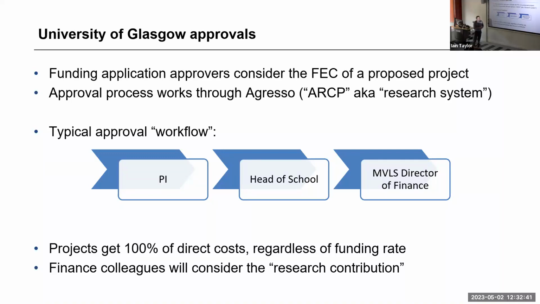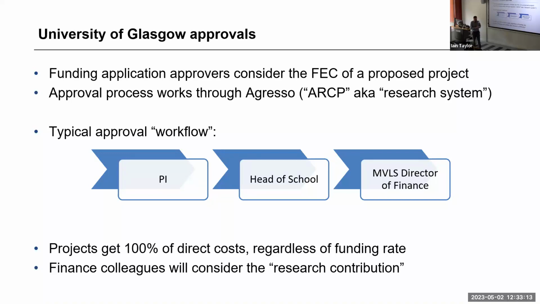A key thing is that the projects, if they're awarded, get 100% of the direct costs, regardless of the funding rate. So typically, funders offer 80% of the cost. Projects get 100% of the direct costs. And then the finance colleagues will consider something known as the research contribution when they do their approvals.